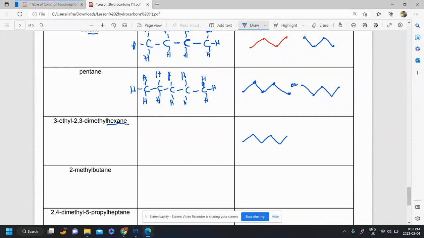So we have 3-ethyl and 2,3-dimethyl. So I'll just start counting from here. So we have 1, 2. On carbon number 2, we have a methyl. Then 3. On carbon number 3, we have a methyl, and we also have an ethyl. So like that and like that. That's the ethyl. And then 4, 5, 6.